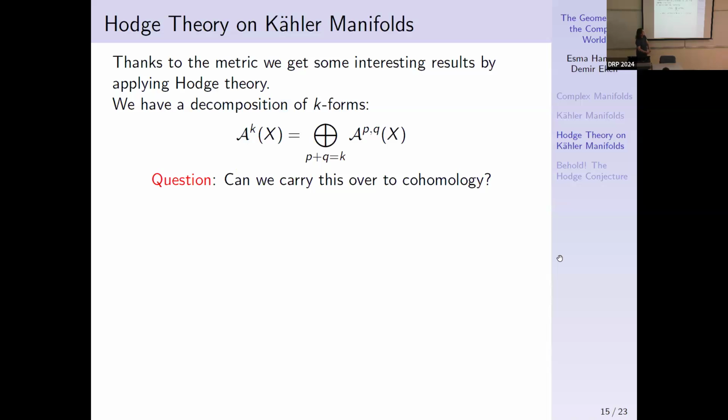So now we have the decomposition of k-forms into (p,q) components. If I give you a k-form, you can write it as a sum of (p,q) forms. But the question is, can you carry this over to cohomology? If you have a Kähler manifold, then yes, you can.